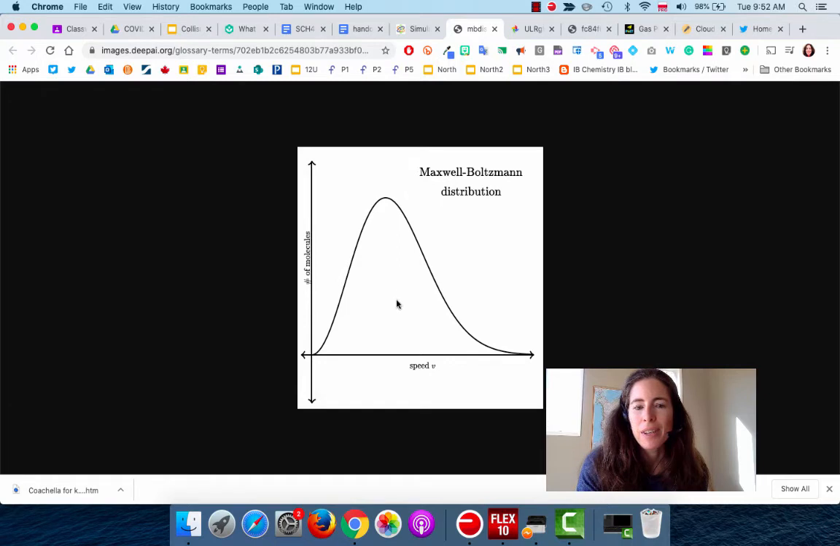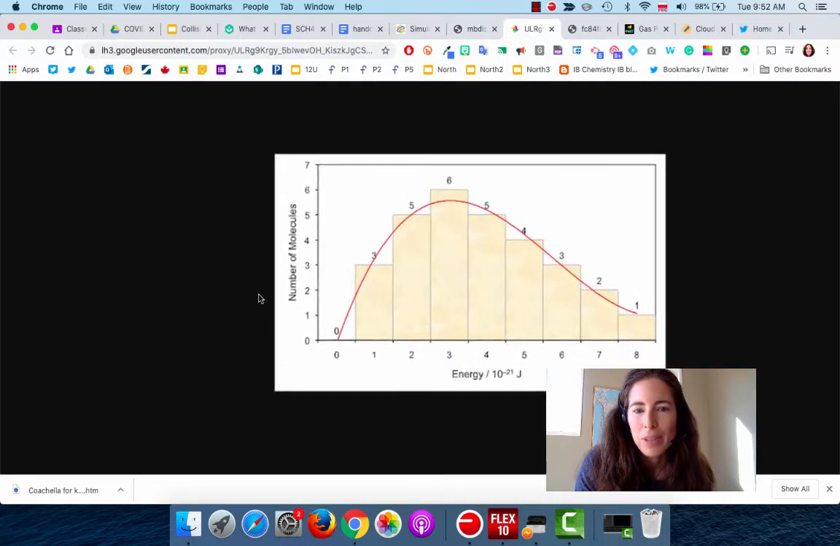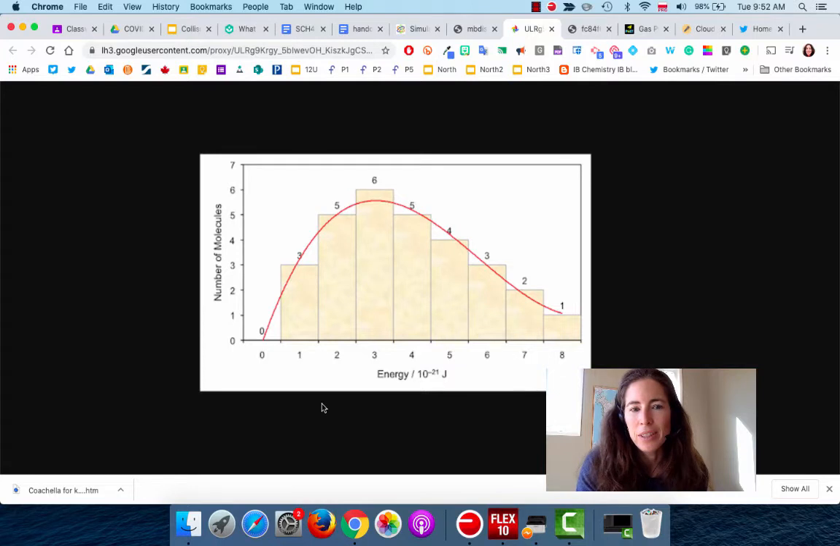Now, this is the way that you would come up with a graph like this, if you were actually going to take some measurements. What you might do is take a look at the particles inside a container, count up how many particles, how many molecules have a speed of zero. That's always going to be zero. See how many particles are going a little bit faster. See how many particles are going a little bit faster than that.